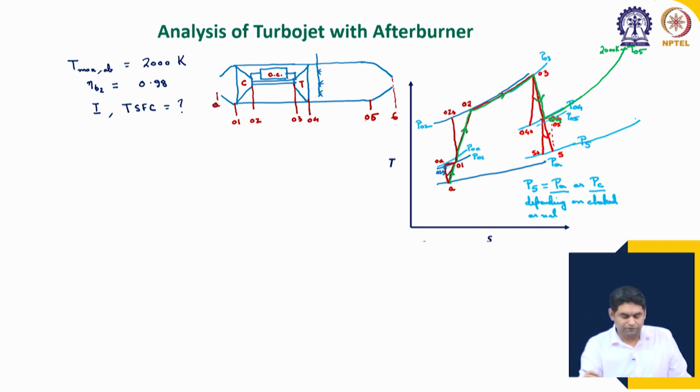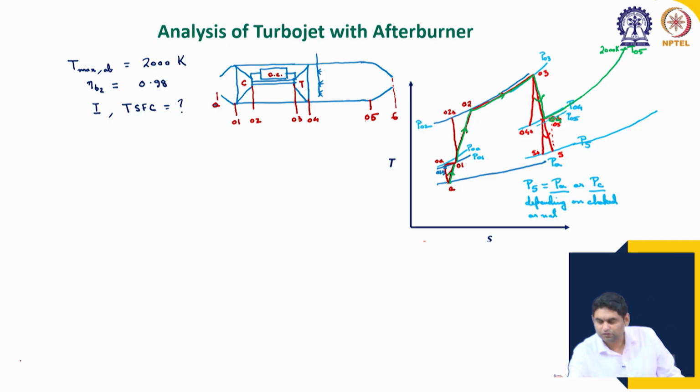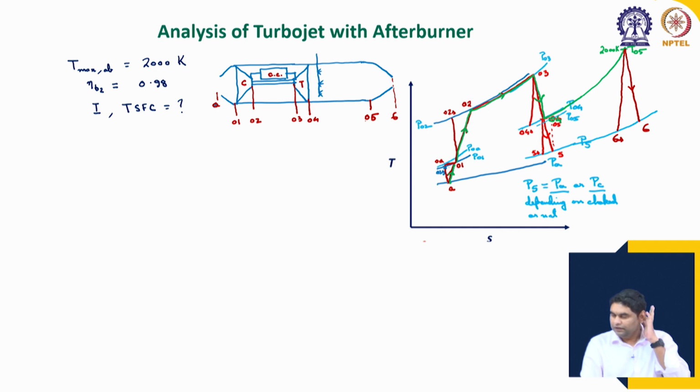So, the corresponding state after expansion in the nozzle, we will draw with another color, is 6. And the ideal state, meaning the isentropic expansion state, is 6s. What we can see visually from the diagram is that the constant pressure lines are diverging. This is P6 and let us say that this is P05.